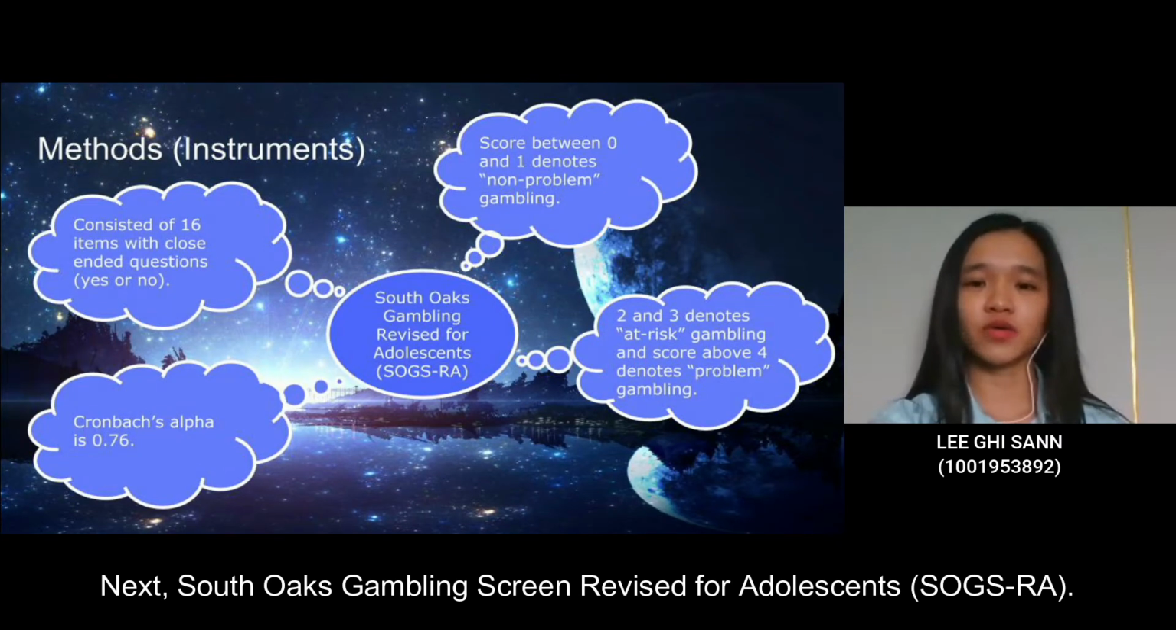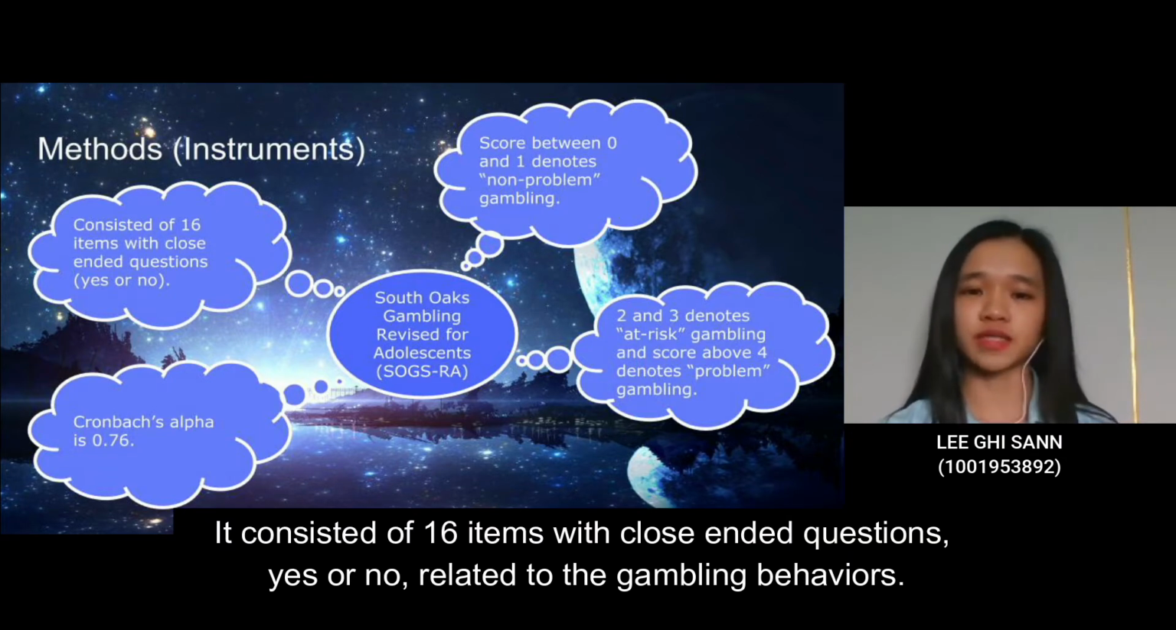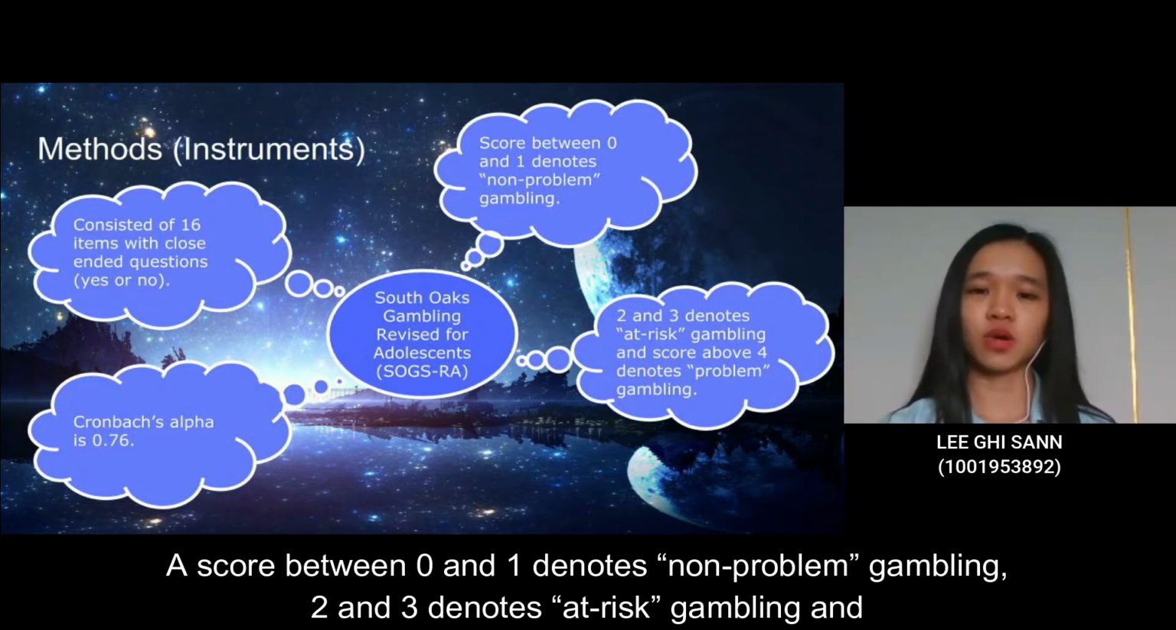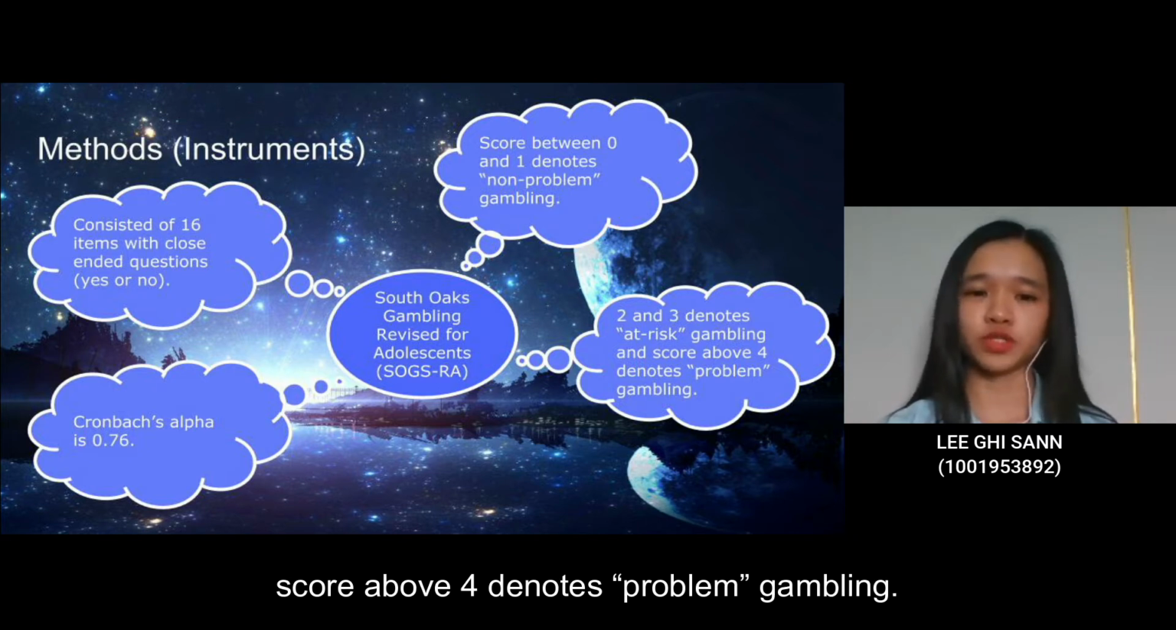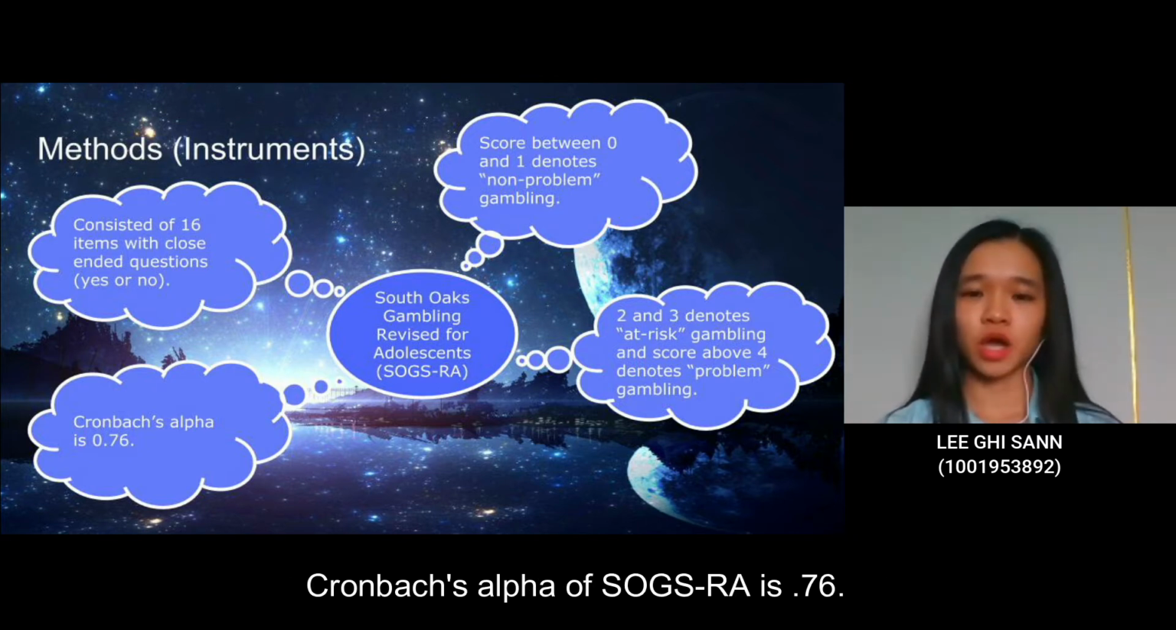Next, the South Oaks Gambling Screen Revised for Adolescents, SOGS-RA. It consisted of 16 items with closed-ended questions, yes or no, related to gambling behaviors. A score between 0 and 1 denotes non-problem gambling, 2 and 3 denotes at-risk gambling, and a score above 4 denotes problem gambling. Combined alpha for SOGS-RA is 0.76.